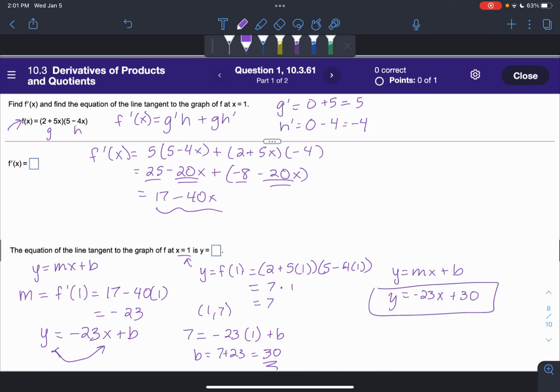line. When you put the answer into MyLab, you only need to include whatever's to the right of this because it has y equals. So when you put it in here, it should be negative 23x plus 30. Okay, so just be careful of how you're answering the question because it might count it wrong if you're including the y equals.